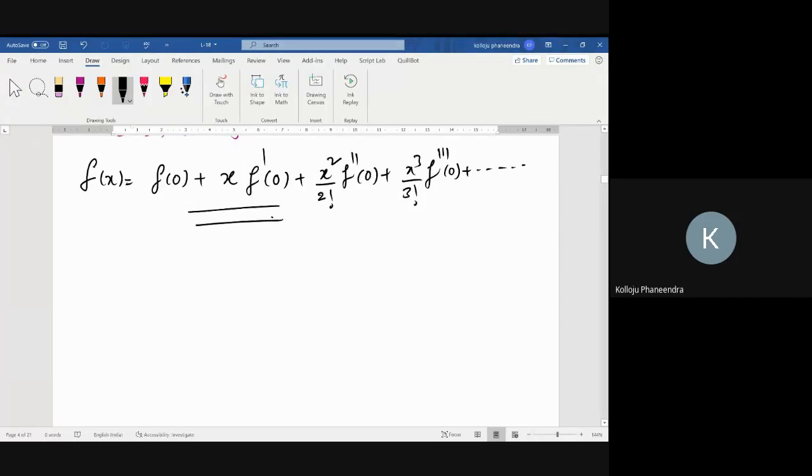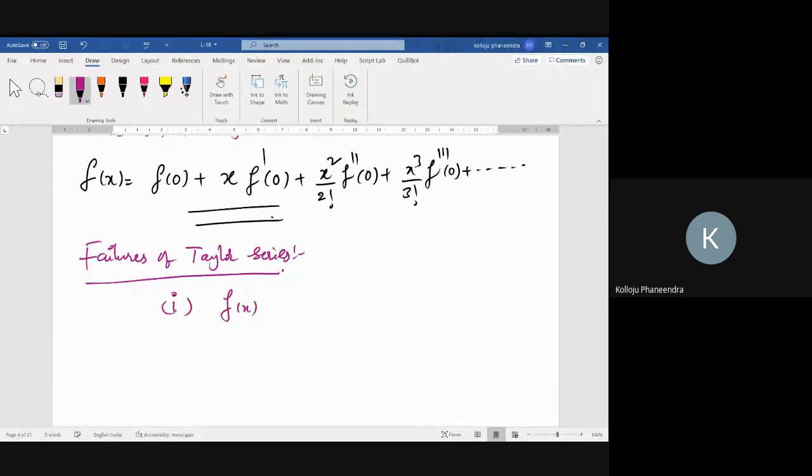Now, what are the failures of Taylor series? The failures of Taylor series or theorem are the same. First one: f of x or any of its derivatives becomes infinite.